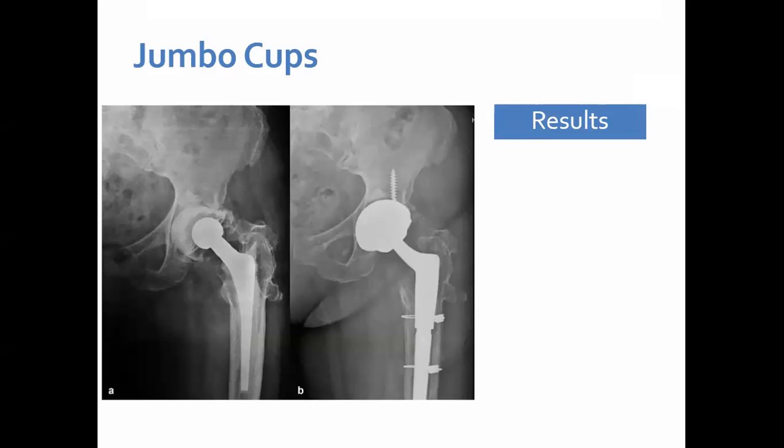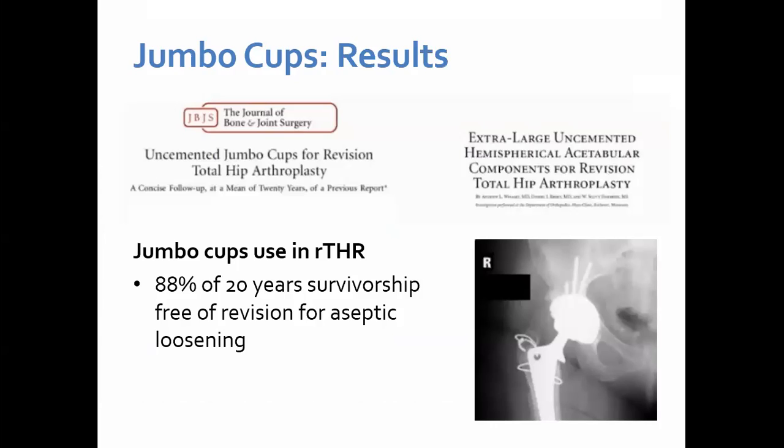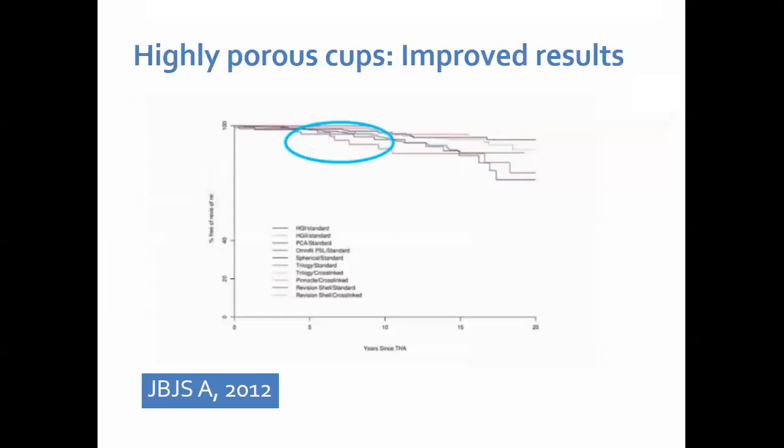The results of the jumbo cups are pretty clear. A number of study groups have been published. This one is from my clinic, Rochester, and they have concluded 88% survivorship free of aseptic loosening 20 years after follow-up. A pretty good result, even with the use of the standard uncemented cups that were available in the old days. Nowadays, with the highly porous cups that have enhanced fixation surfaces, the trabecular metal or the porous metal, we do even better.